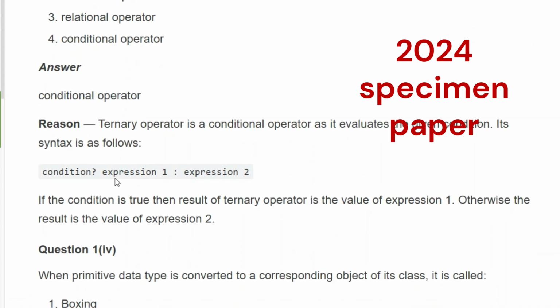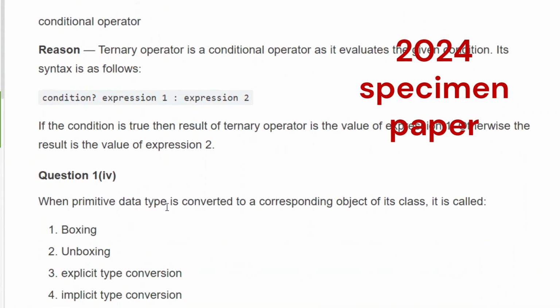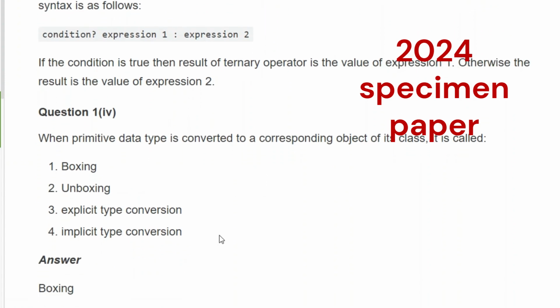When a primitive data type is converted to a corresponding object of its class, it is called dash. Primitive data type converted to object, so it is boxing. Reverse is unboxing. This answer is boxing. Boxing and unboxing, important question.